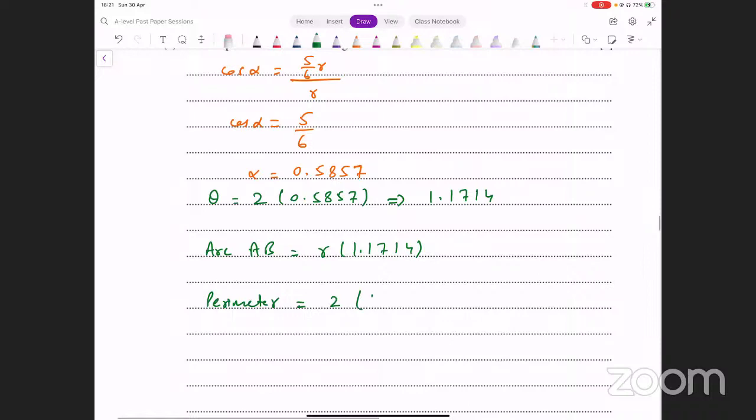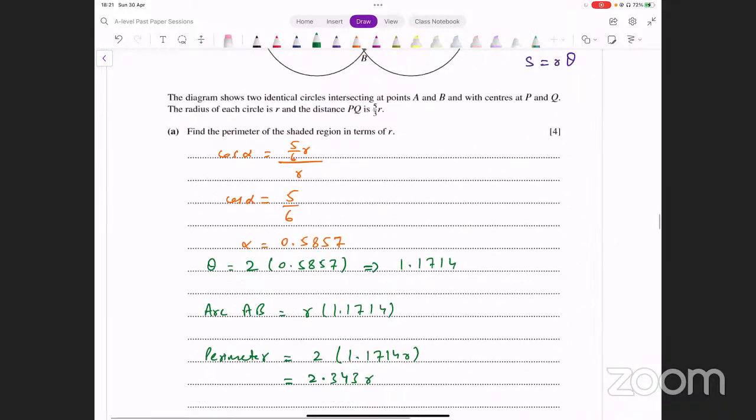So 2 into 1.1714 R, and that's going to give you the result. Let's see what that turns out to be. This multiplied by 2, and that's giving me 2.343 R. And that is what your final answer turns out to be here. 2.343 R. Okay, that's the result that we get from this.